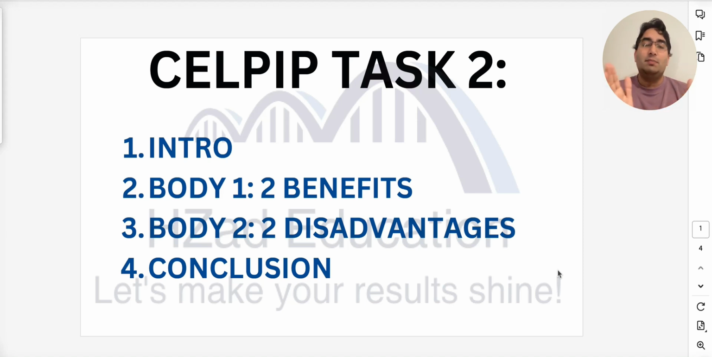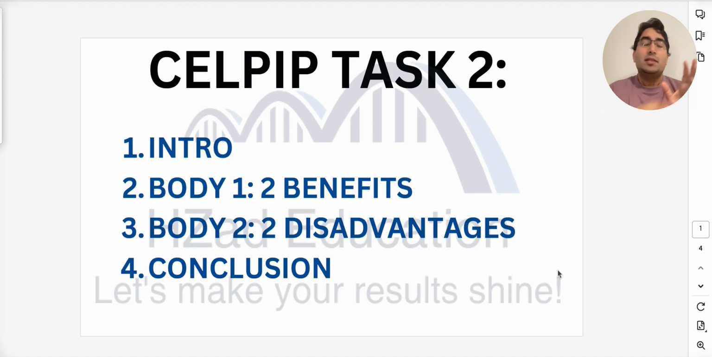First of all, the CELPIP Task 2 question is an essay question. It asks you between two options, which one would you prefer, option A or B. An example that we will take in this video would be, let's say you are opening up a restaurant and you have two options, a veg restaurant or a non-veg restaurant, which means meat products. Which one would you choose? And you have these two options.